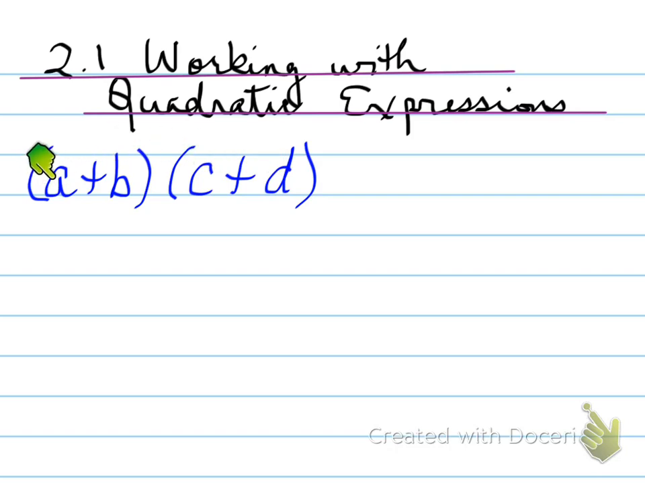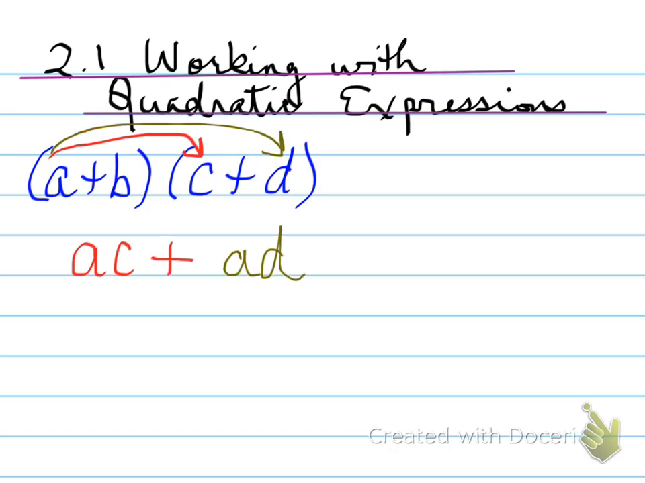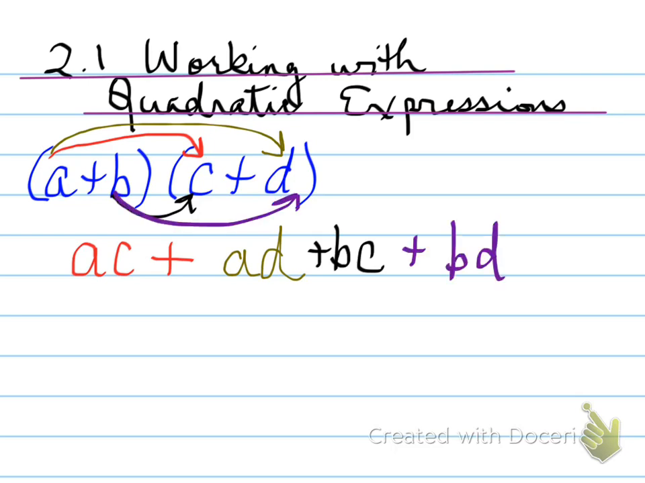Well, what you would do is multiply a times c and get AC. Multiply a times d, you get plus AD. Multiply b times c, you get plus b times c, which is plus BC. And multiply plus b times plus d, you get plus BD. So this is how you would expand, and then you would simplify this expression to collect like terms. So let's look at examples that refer to this.